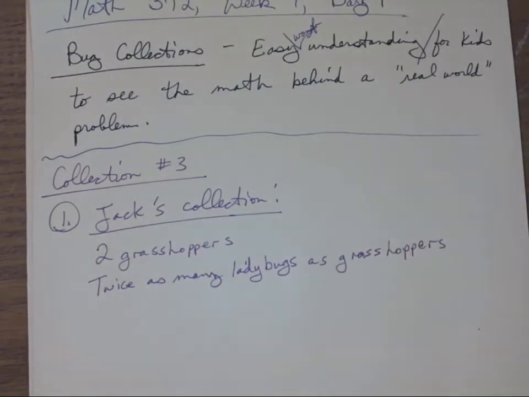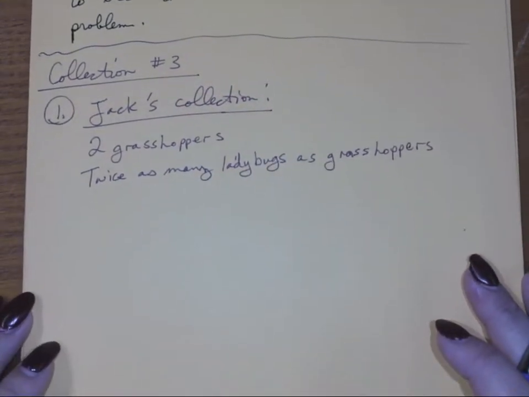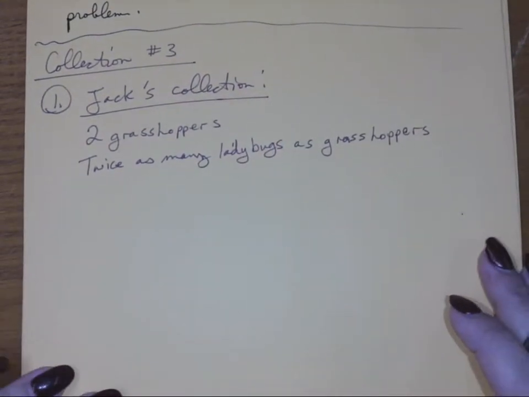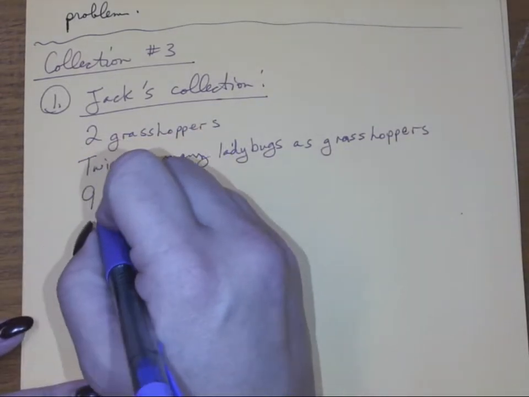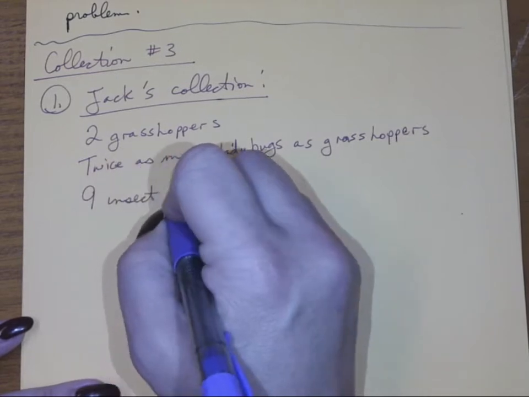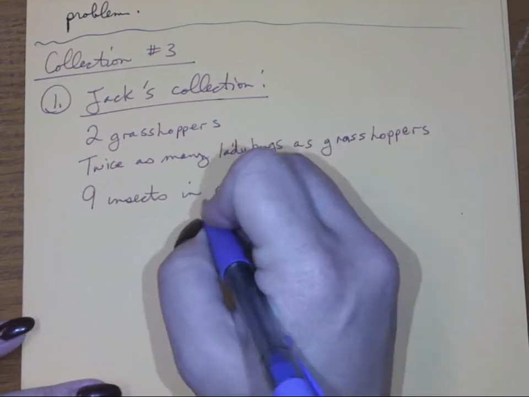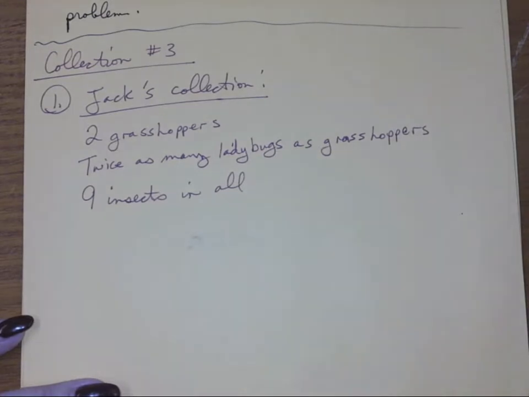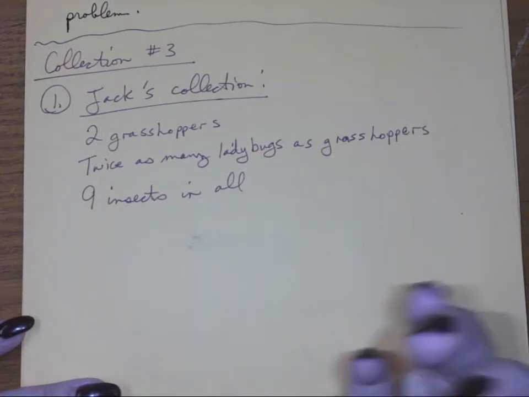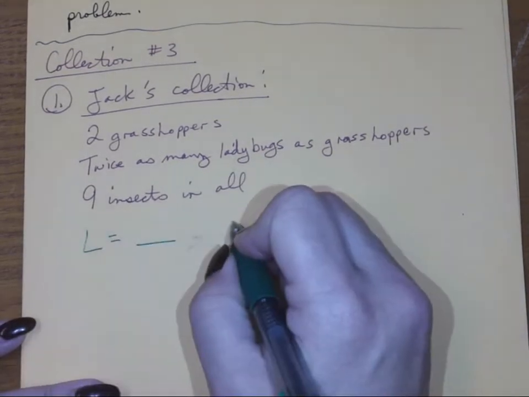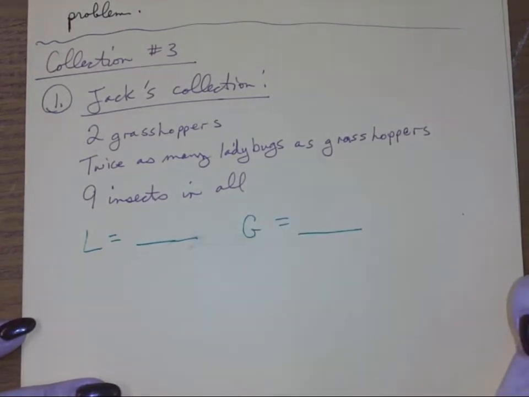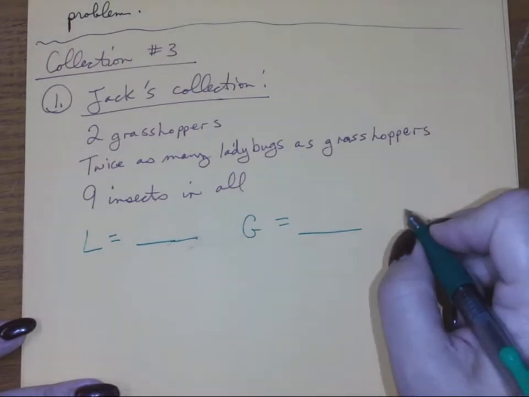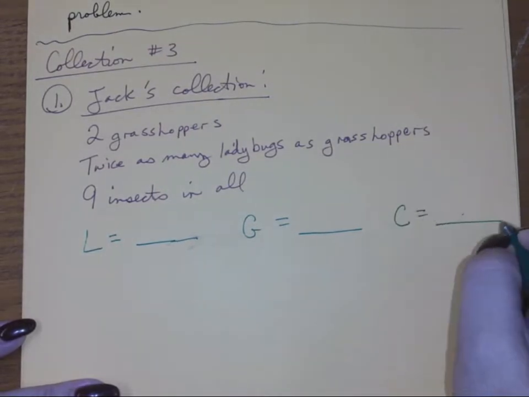This is where, by the way, this is how we come up with variables to stand for things, right? We just get lazy as mathematicians and say, I'm not going to write out ladybug, I'm going to use an L or whatever. And he knows that there are 9 insects in all. And your job is to determine the number of each kind. So there will be L equals and G equals. And the other one that was in there was crickets, right? So C equals. So those are the things that he has available to him.